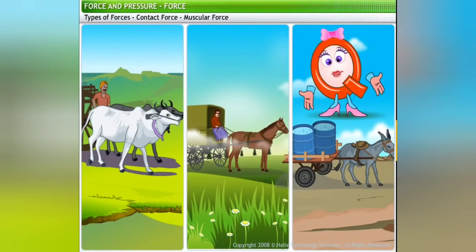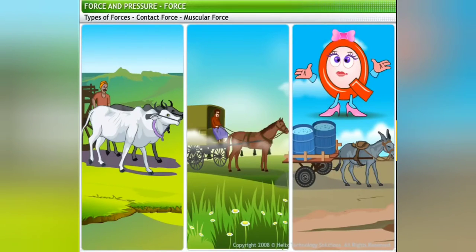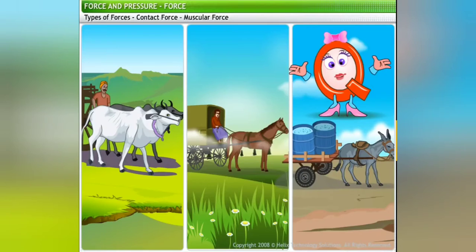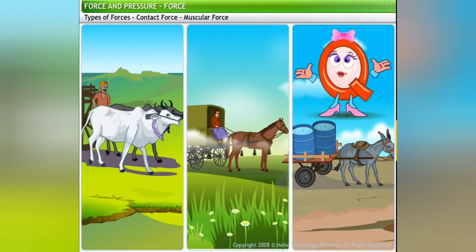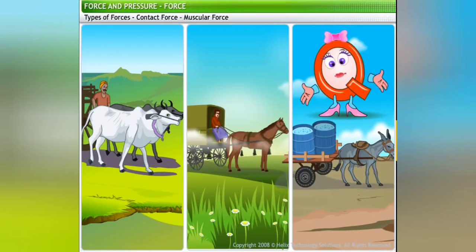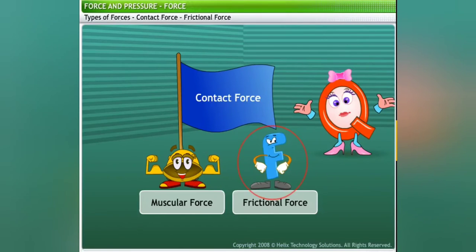Animals like bullocks, horses, and donkeys are used to draw carts and perform other tasks for us. All these animals use muscular force to perform such tasks. So, what about the other contact force?